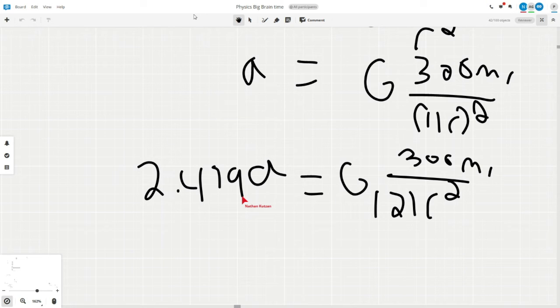And I don't even think they have this formula on the AP formula sheet, to be honest. Let me double check that. No, they don't. So you're just expected to find it from G M1 M2 over R squared. But anyway, are there any questions about this one before we move on? Okay. So this is a very similar question. It just has numbers as the answers.